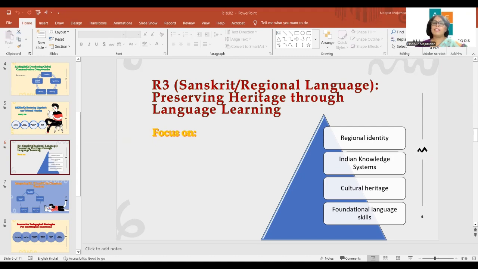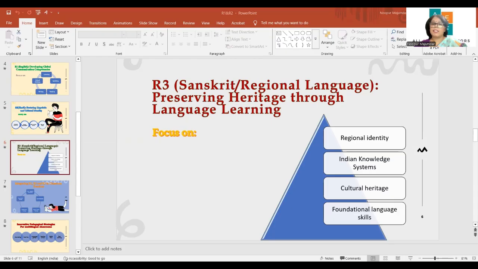So the third language, R3. Now I am discussing R3. It can be any language. It can be Bengali. It can be Telugu. It can be any other language. The 19 languages which are there in the CBSE circular, right? Towards the end, you will be able to explore it. You will be able to get it.